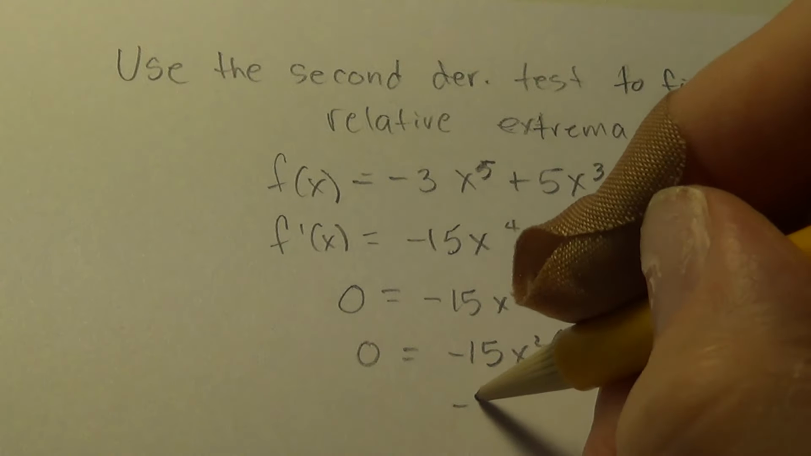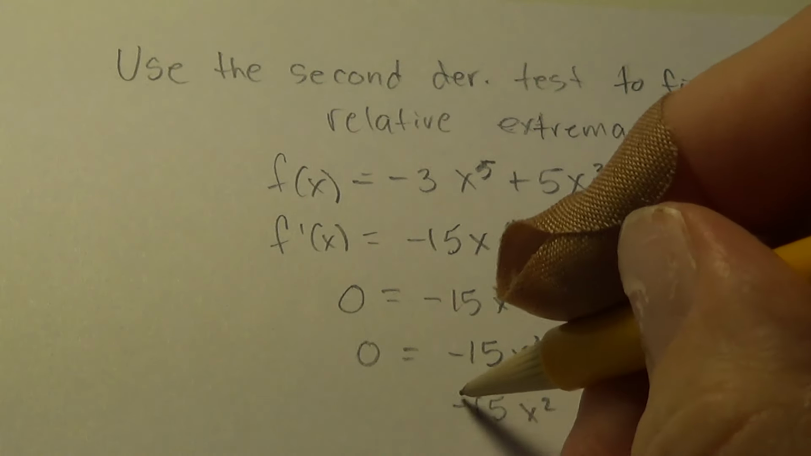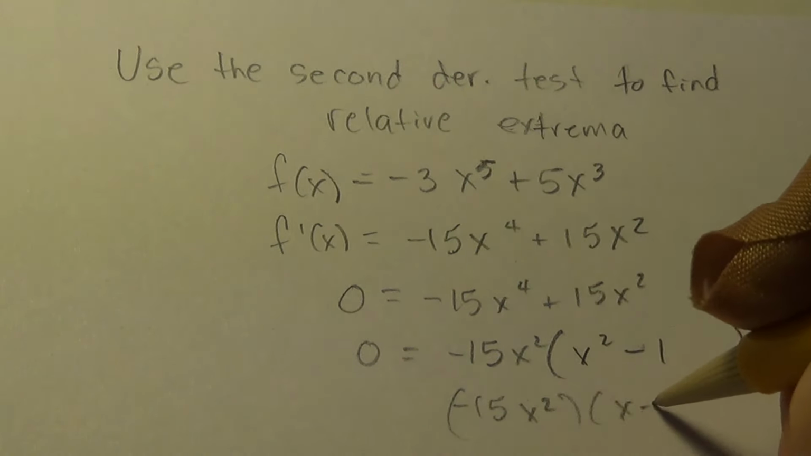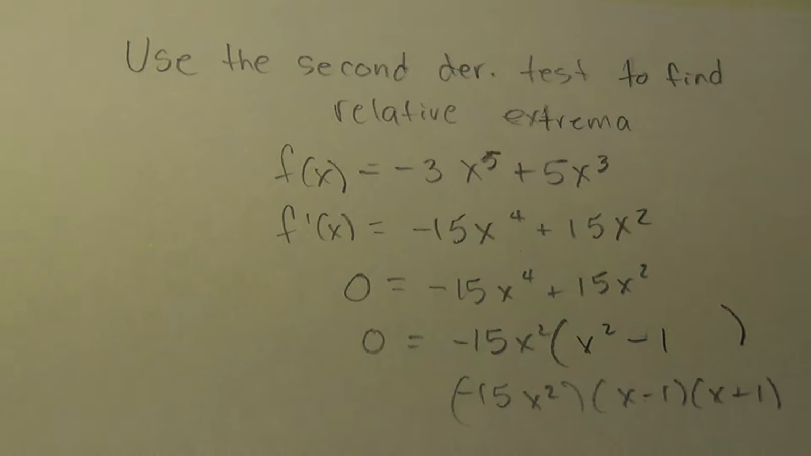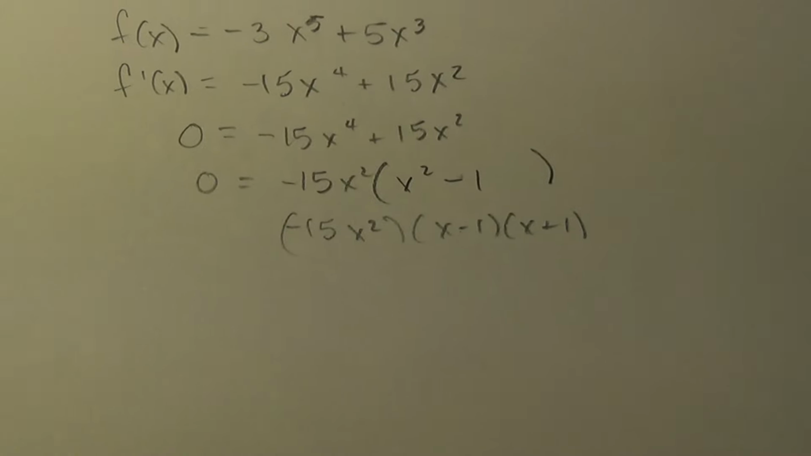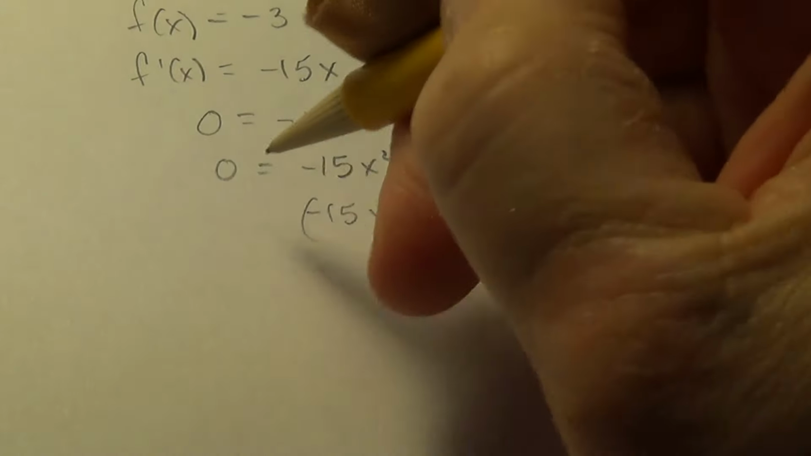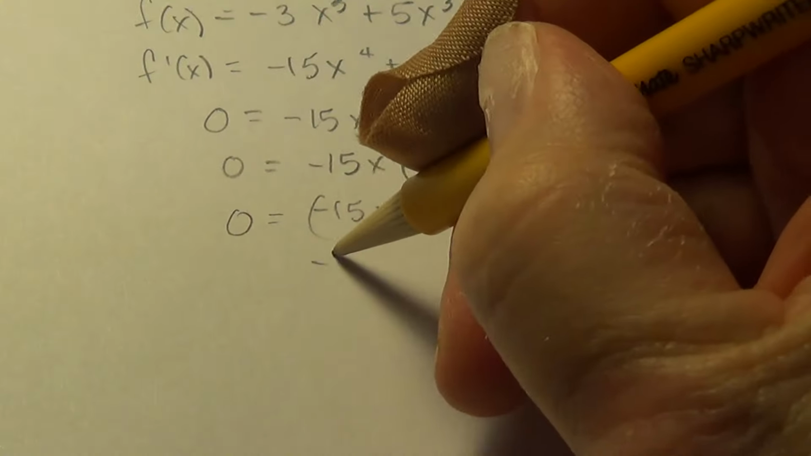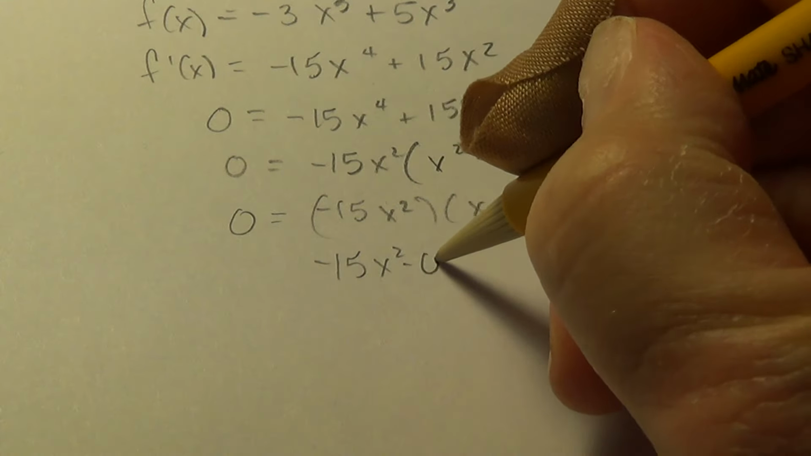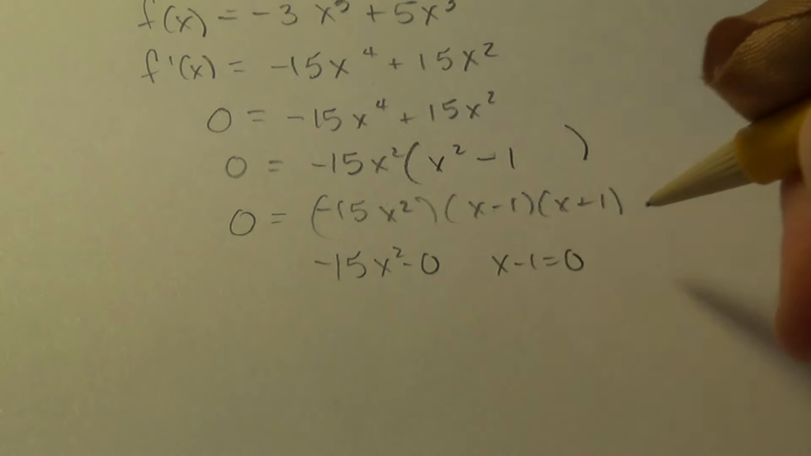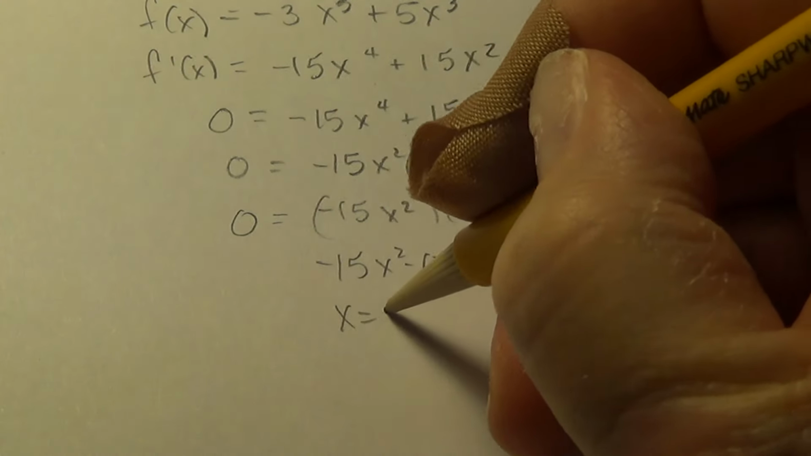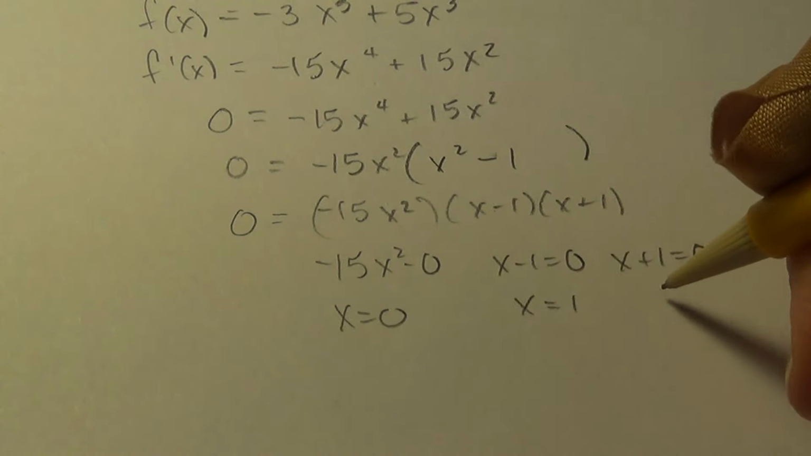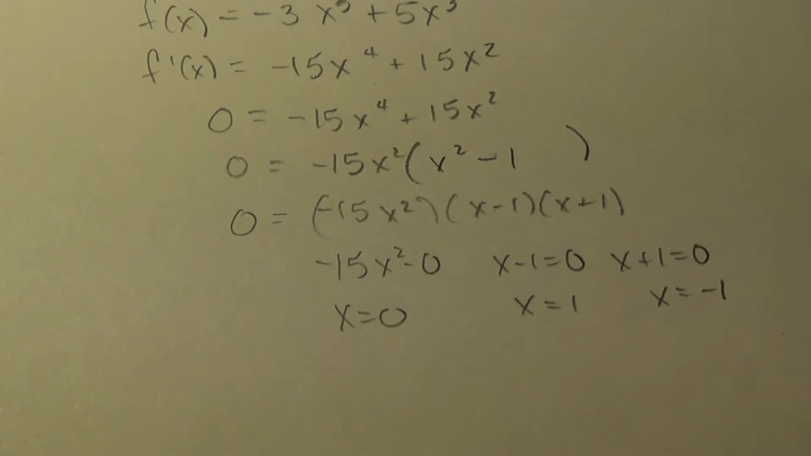So setting each of those, I'm going to factor that difference of two squares and set each of those factors equal to 0 and solve. So I end up with x equals 0, x equals 1, and x equals minus 1.